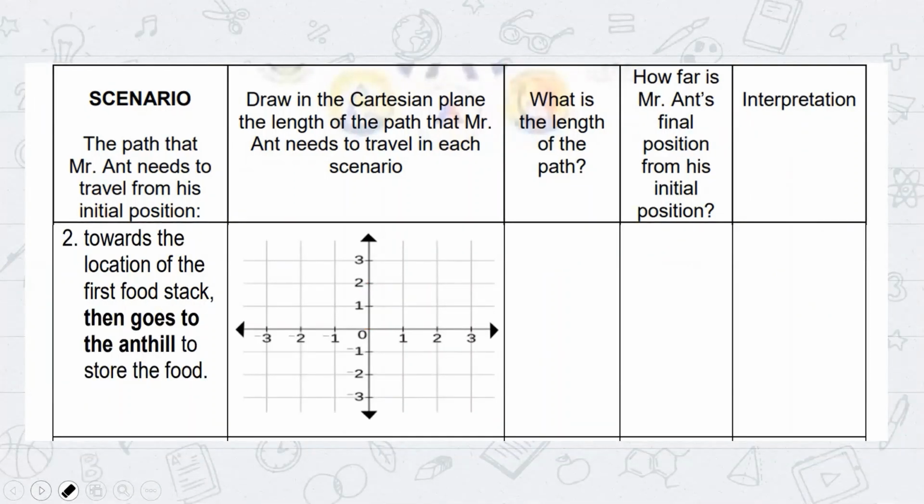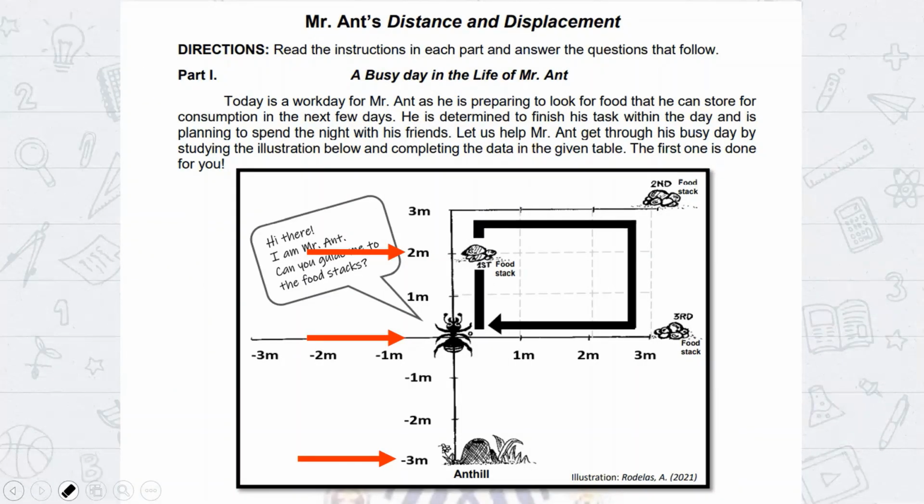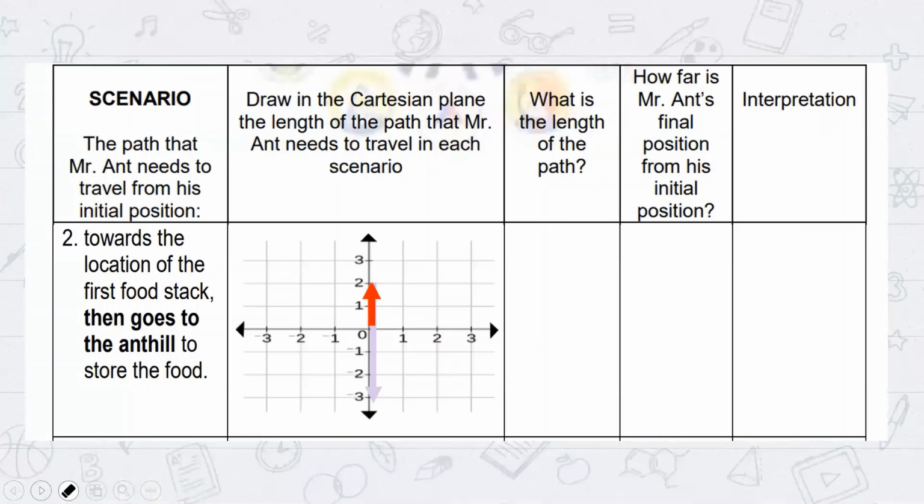Scenario number 2. The path that Mr. Ant needs to travel from his initial position towards the location of the first food stack, then goes to the ant hill to store the food. In the diagram, I placed 3 arrows here. The middle arrow shows the initial position, the upper arrow shows the first stack, and then the lower arrow shows the anthill. So in the Cartesian plane, we just have to draw a line with an arrowhead up to 2 meters, then another line with an arrowhead downwards to negative 3 meters.